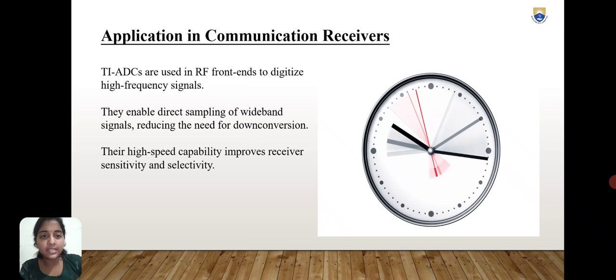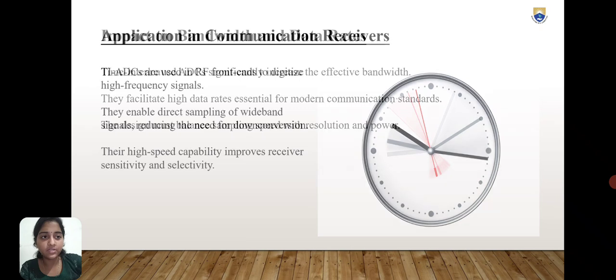So, TI ADCs are used in RF frontends and they enable the direct sampling of wideband signals, and their high speed capabilities improve the receiver's sensitivity.